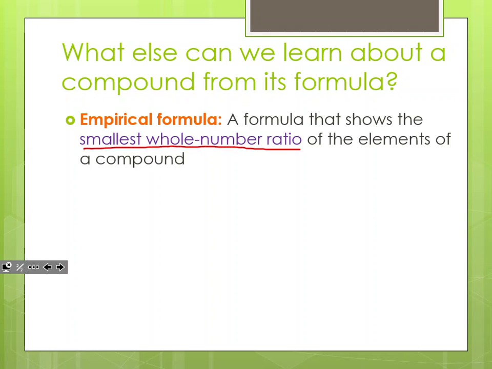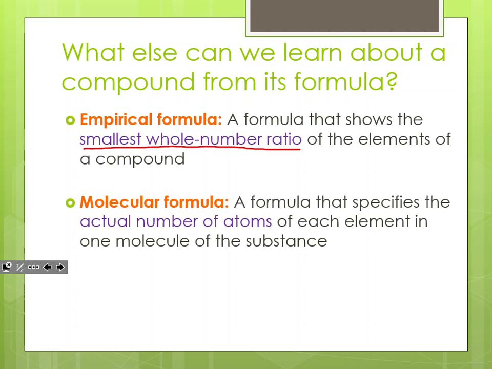We use the empirical formula in calculations a lot to determine molecular formulas. The molecular formula is different because it's the actual number of atoms in the formula. We're going to do some examples here in just a minute too to show you how these two interact with one another and what you would need to do in order to find the empirical formula from the molecular formula.